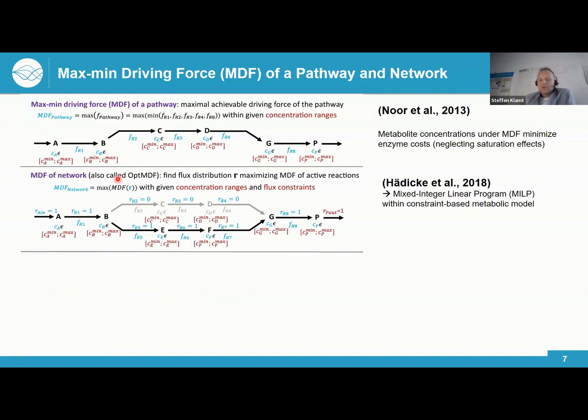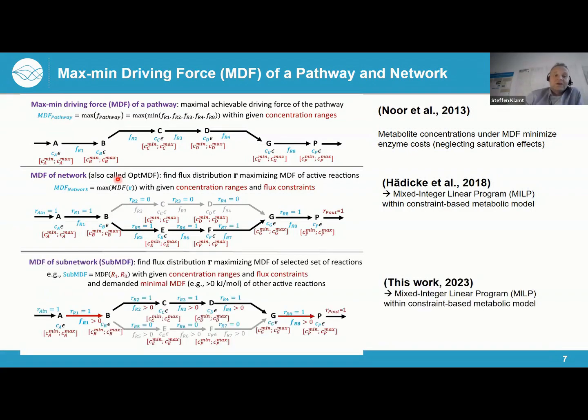Okay, so in this work, we even introduced another variant that we call sub-MDF, or MDF of a subnetwork. It's basically the same as an MDF for a network, but here we define a subset of the reactions, in this case R1 and R8, which are here marked in red. And here we still want to find a flux distribution that fulfills a certain flux constraint, but then we only want to maximize the driving force of these two reactions, so only of a subset of the reactions, while ensuring that all the other involved reactions must be thermodynamically feasible.